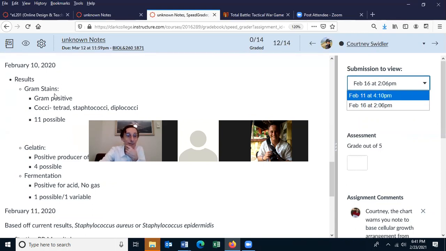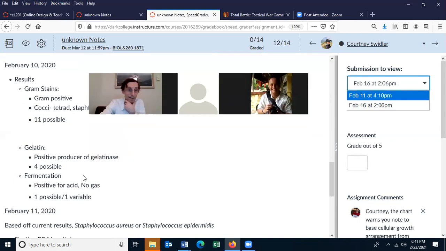For the gram stain, she got the results. She said hers looked gram positive, and the shape was cocci, with possibility of tetrad, staphylococci, diplococci, 11 possible species that she's considering. The gelatin hydrolysis test reduced that to 4 possible species because it's gelatin positive for gelatinase. And then the fermentation, positive for acid, no gas, and she's saying it's reduced to 1 possible species. That's really good if you got it reduced to 1 that quickly.